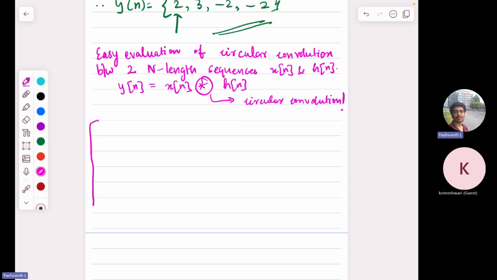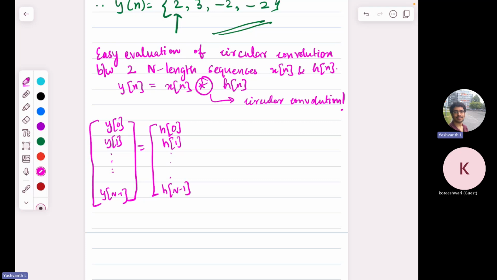I'm going to give you a matrix vector representation: y of 0, y of 1, and so on till y of n minus 1 equals a matrix whose first column is the h vector: h0, h1, and so on till h of n minus 1. These are the values of your signal h stacked as one column of this matrix.